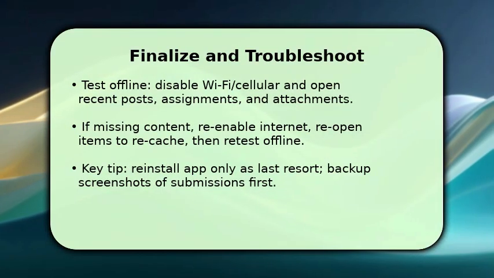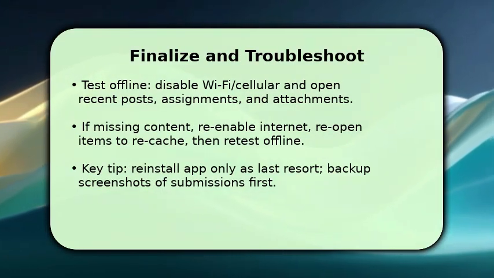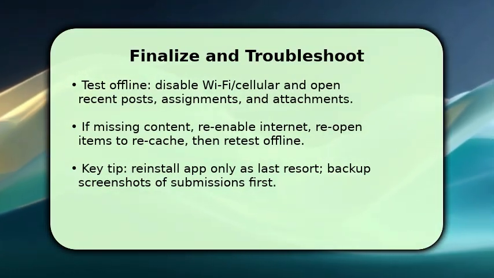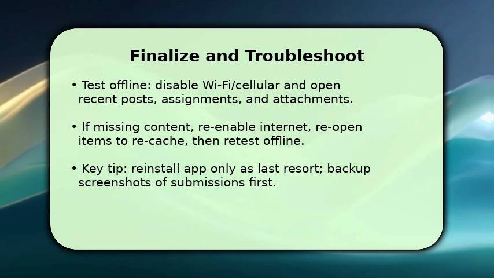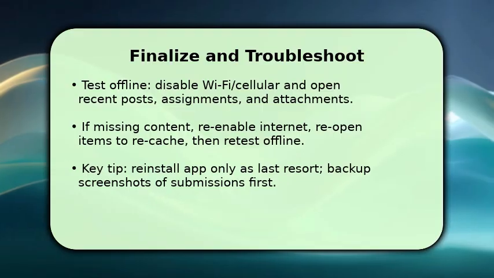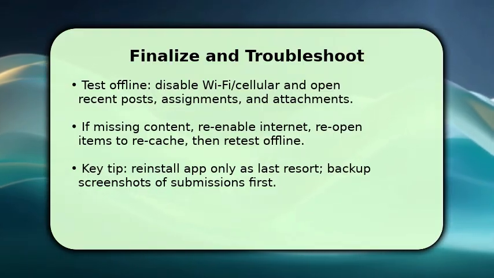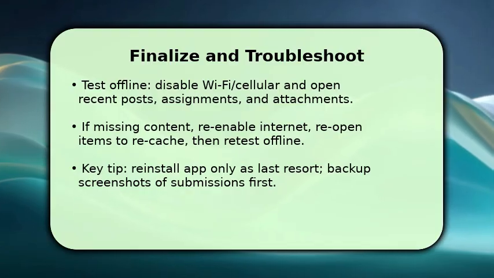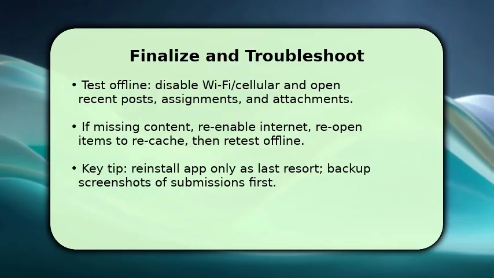To finish, test offline by turning off Wi-Fi and cellular and then opening recent posts, assignments, and attachments. You should see them load from local cache. If content is missing, re-enable internet, reopen the specific items to force caching, then disable connectivity and retest.